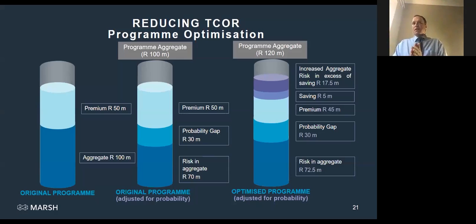So at this point, the question is: is this program optimized, yes or no? And how we'll do this is, if you just go to the next slide, please.